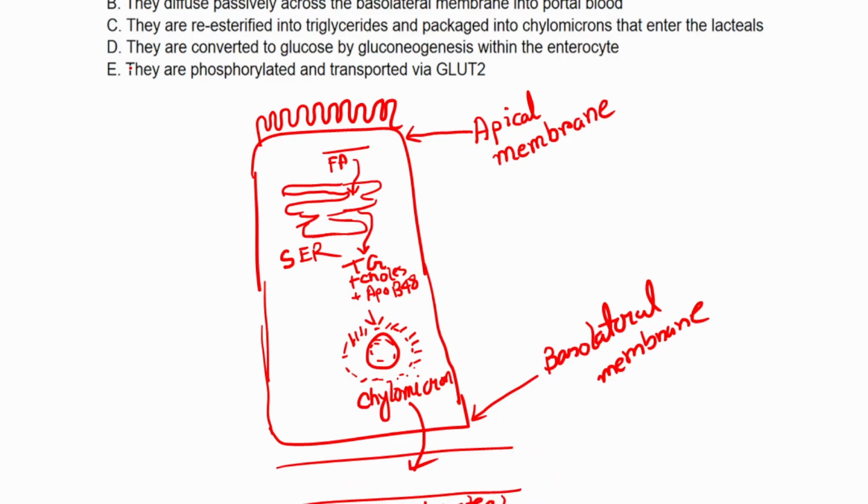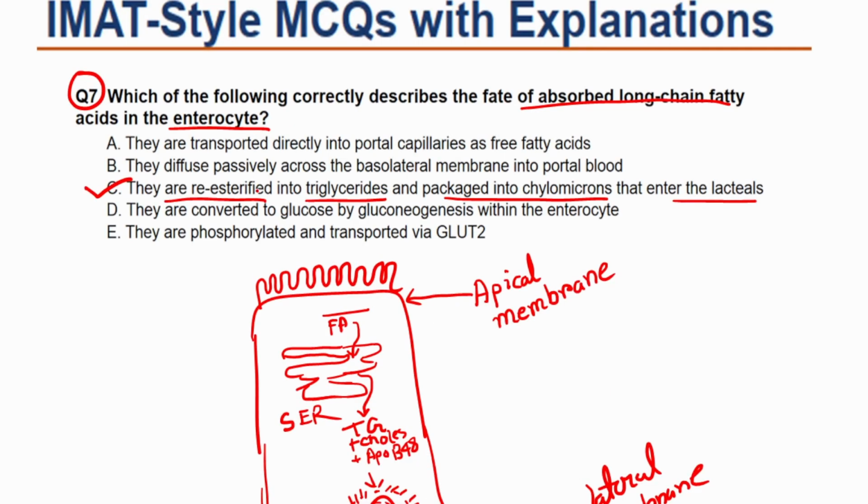Therefore, the correct answer would be C. They are re-esterified into triglycerides and packaged into chylomicrons that enter the lacteal. Let's evaluate the incorrect paths to reinforce the carbon chain length rule. Option A and option B are incorrect because long-chain fatty acids containing more than 12 carbons are completely blocked from entering the portal blood capillaries due to their lack of water solubility and large package size. Only short and medium chain fatty acids take the direct portal shortcut.